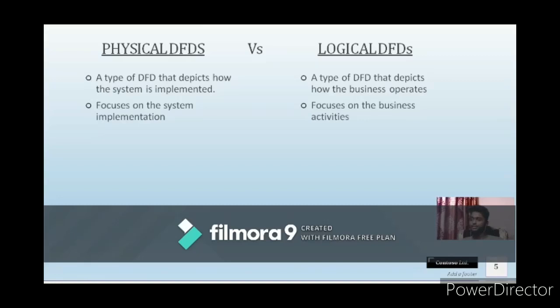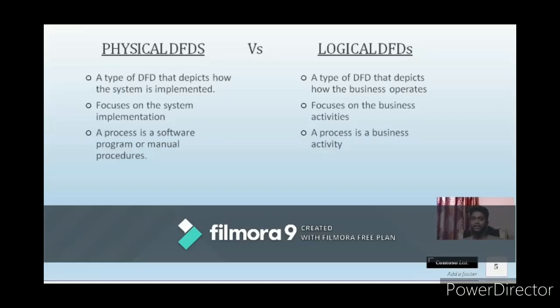Here, business operations are equal to business activity, so logical DFD focuses on business activities. As we saw, the logical type of DFD depicts how the business operates. So the second point is that it focuses only on business activities, how the business operates, and how the activities help the business operations. That's the point. And the next point is that a process is a software program or manual procedure.